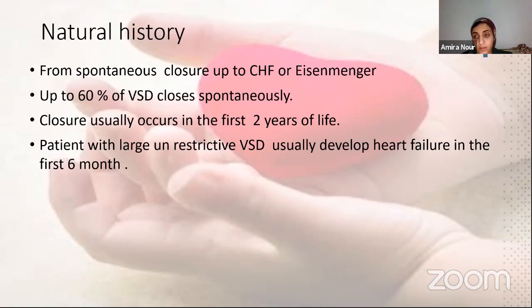If it is a restrictive, moderate-sized or small-sized VSD, maybe it will close spontaneously in the first 2 years of life. If it doesn't close and the patient started to develop symptoms of congestive heart failure, it should be closed in the first 6 months, as the mortality rate is higher if we wait more than this period.